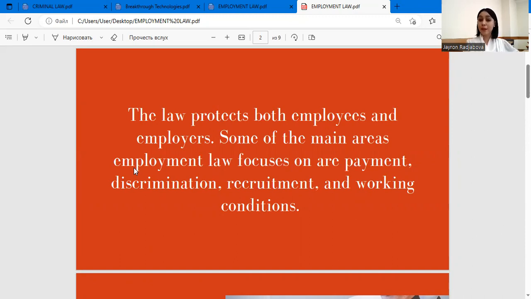For example, payment. Many workers can face problems relating to payment. Why? Because many employers, mainly in the private sector, don't give salaries on time, and it is making living conditions even worse.